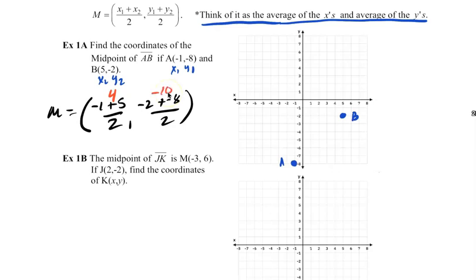And then we start to divide by 2. So we're going to get 4 divided by 2 is 2. And -10 divided by 2 is -5. I hate when my brain works too fast. So we get 2, -5. And let's see if that works. 2, -5 is right there, right? That looks like the midpoint to me.